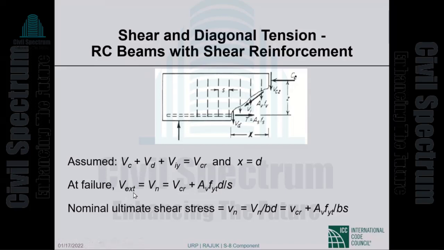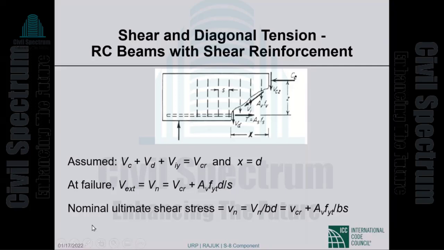At failure, the external shear is the nominal shear strength. That's what nominal strength means. At that shear, we have shear failure. So the nominal shear strength is the cracking shear strength of the concrete V sub CR plus A sub B F sub YT, the shear resisted by an individual stirrup, multiplied by the number of stirrups crossed by the crack, which should be D over S instead of X over S, because we have assumed X is equal to D.